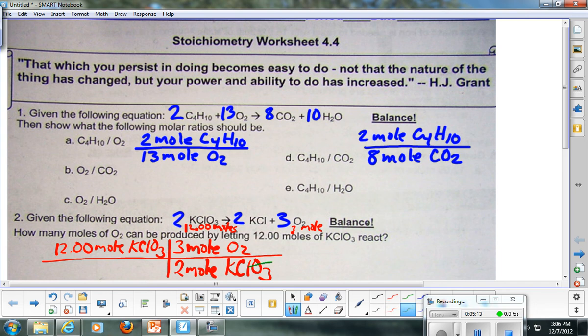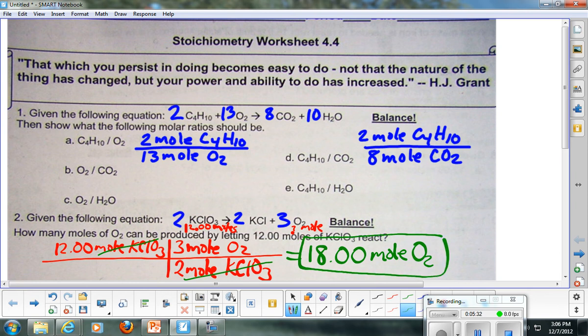Now I can cancel out moles of KClO3. I can take 12 divided by 2 is 6, times 3, that's 18. I have 4 significant figures to start with, so I end with 4. I don't forget to put my units, which are moles of O2. Circle or square your answer.